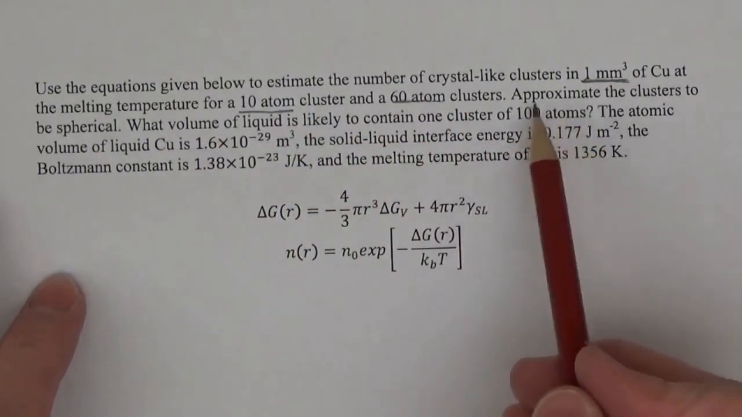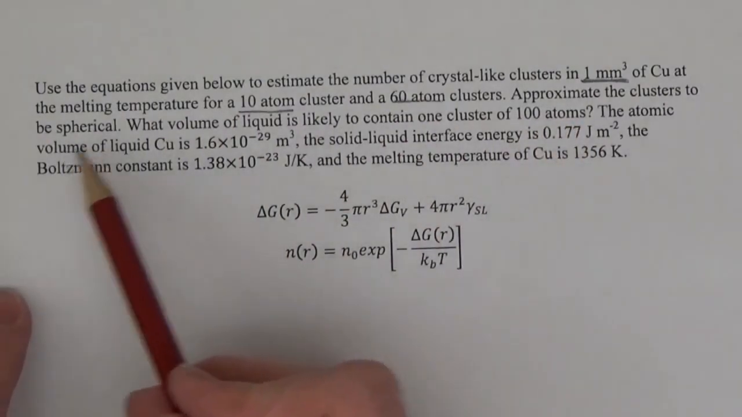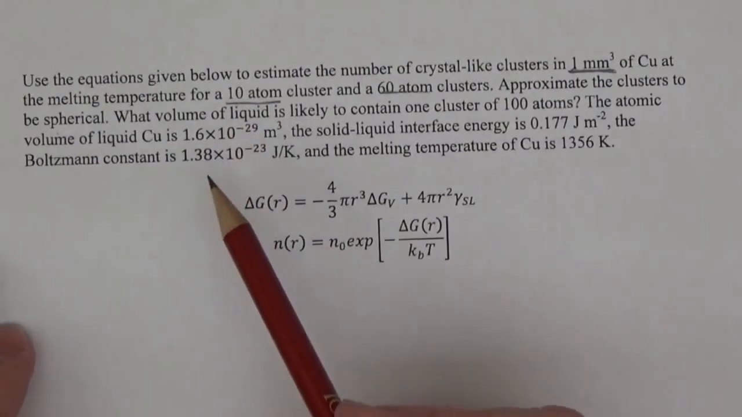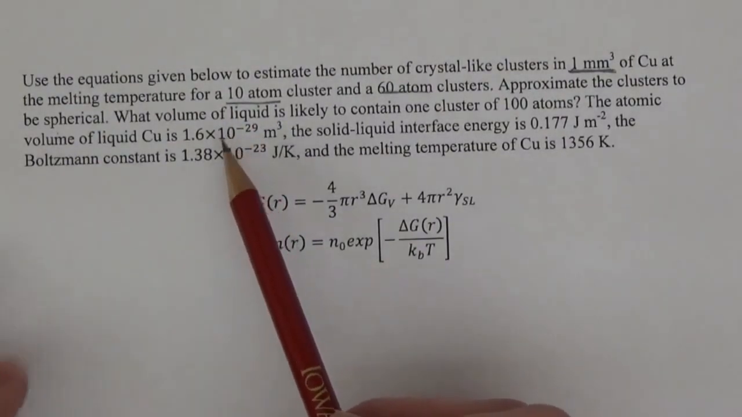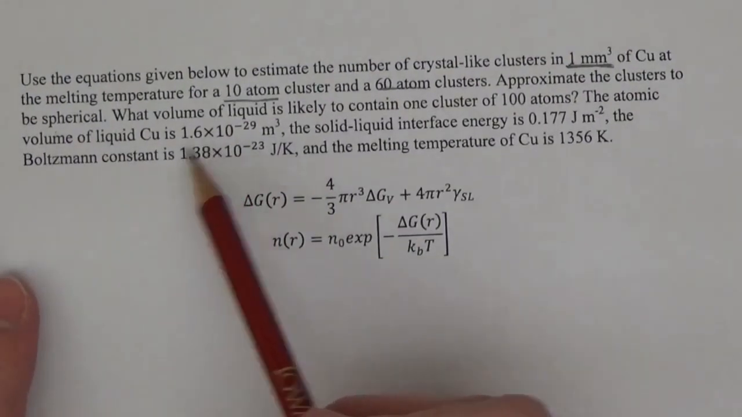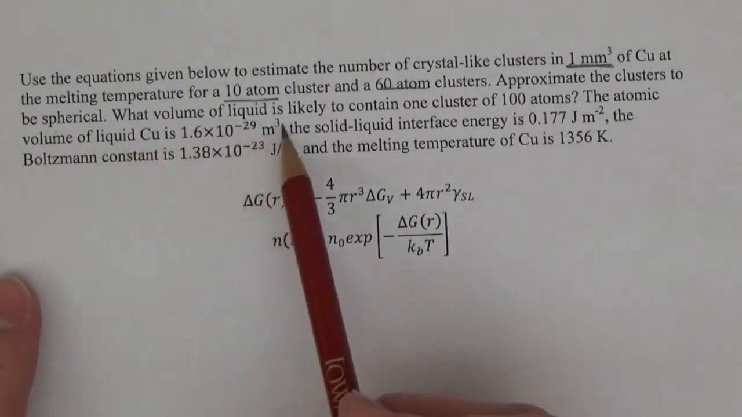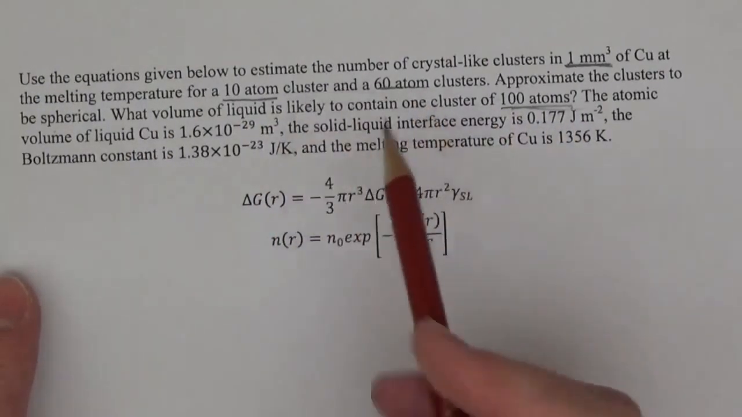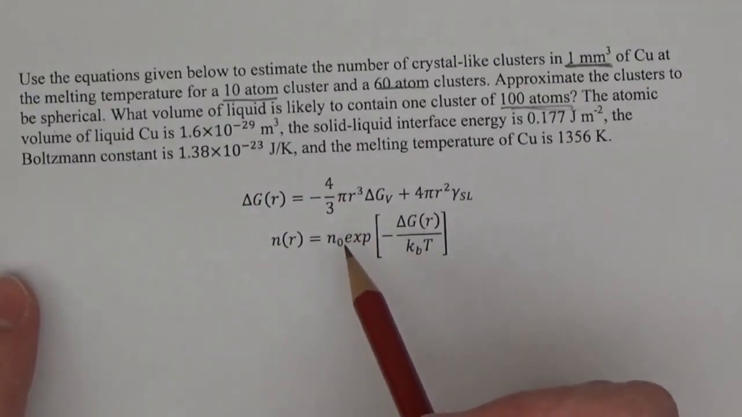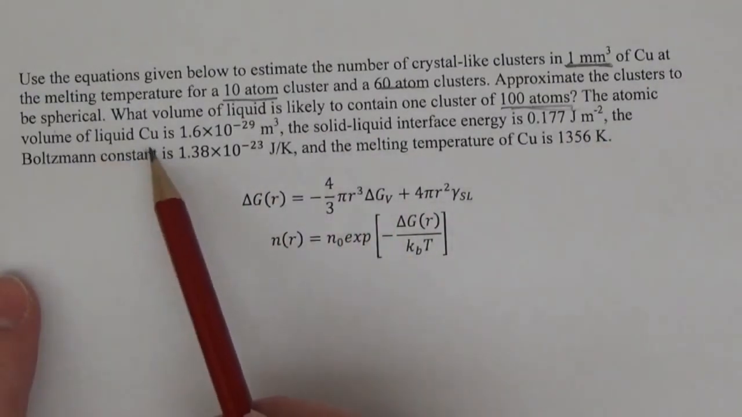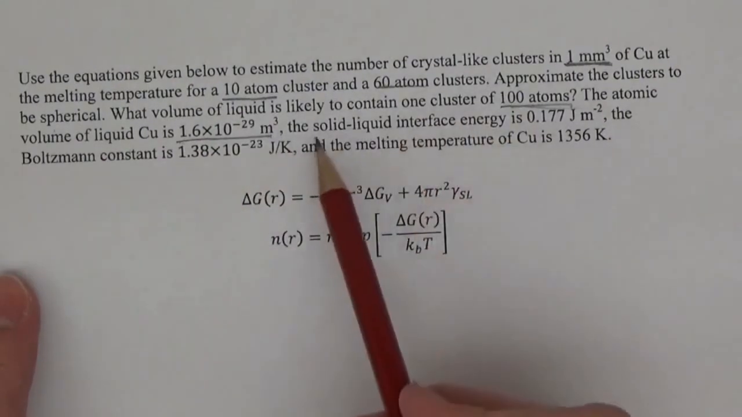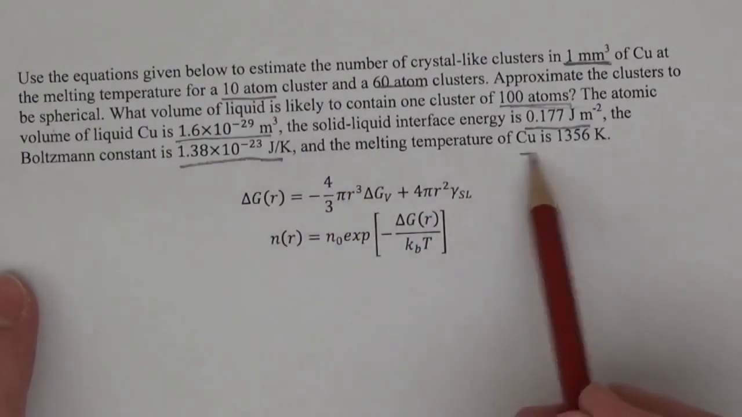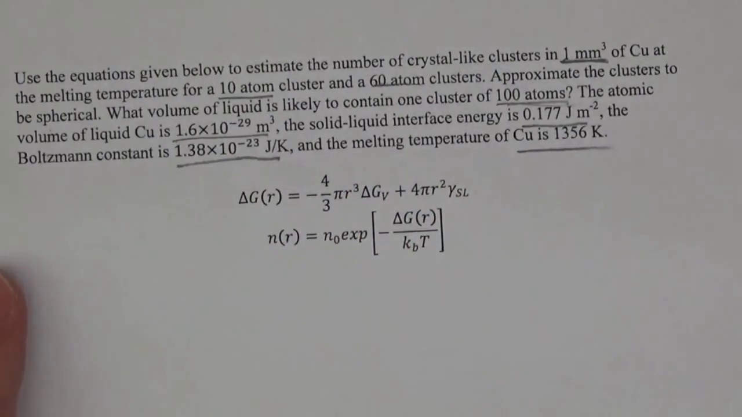So that's the first part, and then the second is to approximate the clusters to be spherical, which is not exactly right because 10 atoms is small, but it's a reasonable first approximation. What volume of liquid is likely to contain one cluster of 100 atoms, which is just an extension of these. It's essentially the same problem. You're given the atomic volume of liquid copper, the solid liquid interface energy, the Boltzmann constant, and the melting temperature. And then here are the two equations.